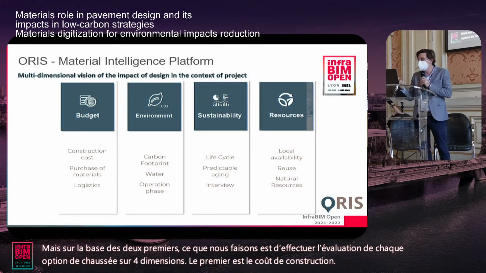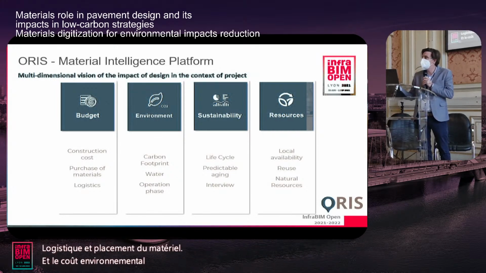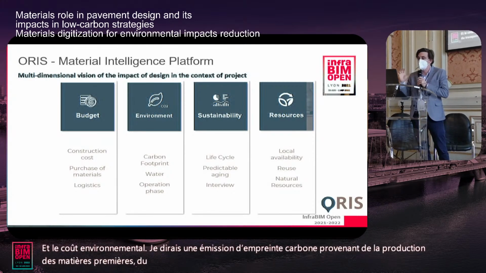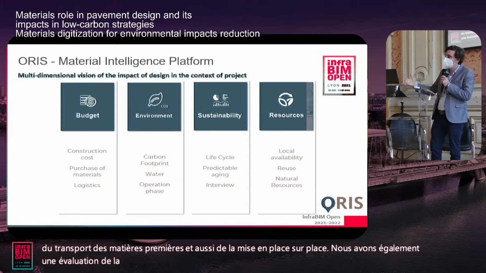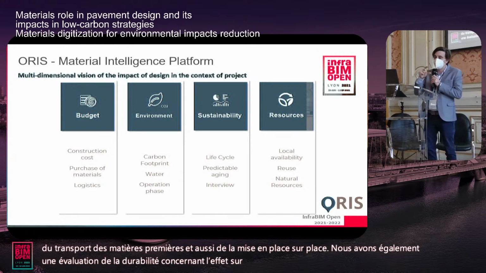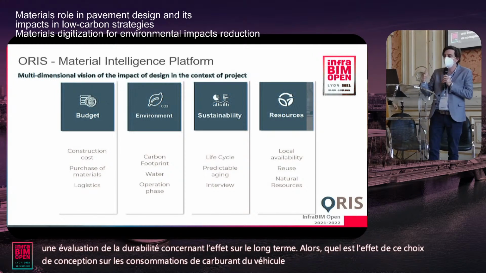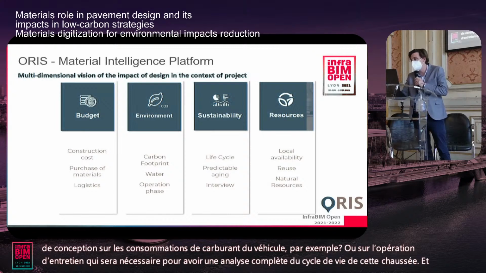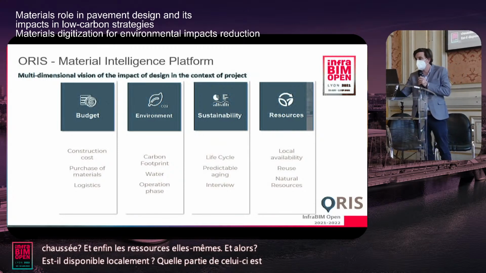material, logistic, and placing. And the environmental cost, I would say, carbon footprint emission from the production of the raw materials, transportation, and also the placement on site. We have also a sustainability assessment regarding the effect on the long term. So what's the effect of this design choice on the fuel consumptions of the vehicle, for example, or on the maintenance operation that will be required to have a full life cycle assessment of this road pavement. And finally, the resources itself. So what is available locally, what part of it is recycled, and what can be recycled later.